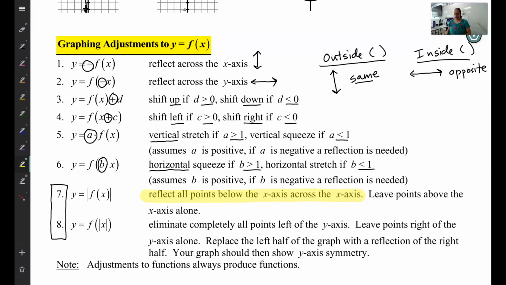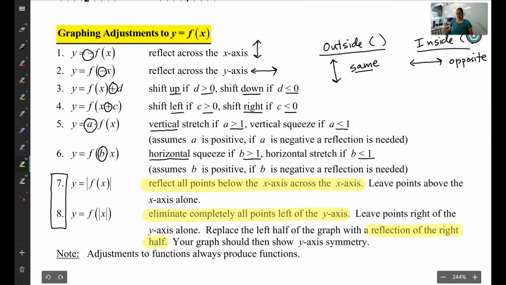If it is inside the function, this one's different. You're going to completely erase everything left of the y-axis. So if it's left, erase it, it's all gone. Leave the right side of the y-axis alone. Don't touch it. Then you're going to reflect that right half onto the left half. So erase the left, take the right, reflect it. That's what you do for those ones.